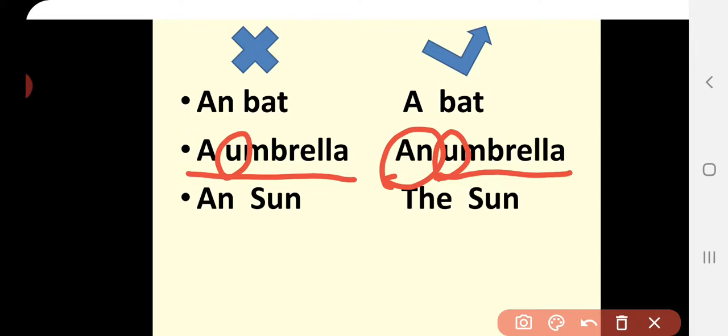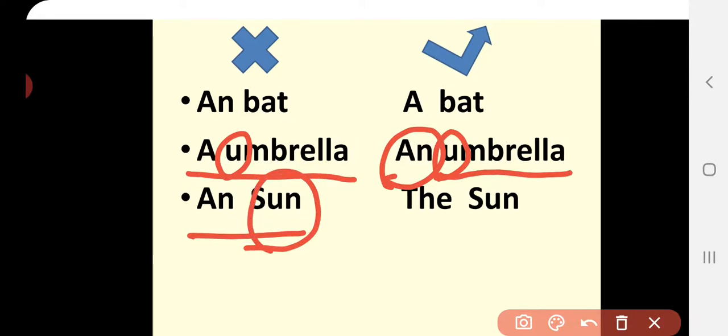Let us look into the third example. And sun. An sun is incorrect because sun is one of a kind. We say only one sun. We don't have two or three suns, but we have only one sun. The sun is a unique thing in this universe. How many suns are there? We have only one sun. We are talking about one specific kind. That's why there is only one sun.